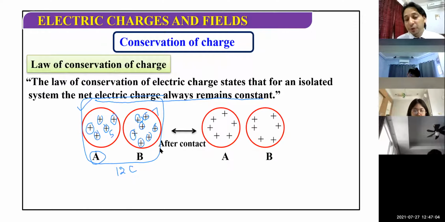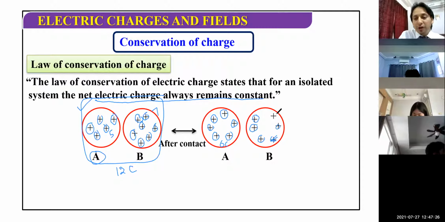After their contact, the charge on body A and B distributes itself. How have they distributed the charge? Now you can see again. If we count the charge on body A, this is 1, 2, 3, 4, 5, 6. Now it is 6 coulomb. And on the other body, let's suppose 1, 2, 3, 4, 5, 6. 6 positive charge on body A, 6 positive charge on body B. I'm just taking a random example, 6 coulomb, 6 coulomb.